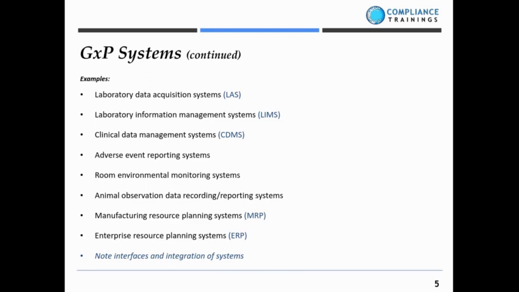Examples of the types of systems: you might have a lab data acquisition system, a lab information management system, a clinical data management system, adverse reporting, room environmental monitoring, animal observation, data recording and reporting, manufacturing and enterprise resource planning systems. And note that you have to take into account any interfaces or integration of these systems, these GXP systems, with other systems. So you make sure you're not mixing up clean and dirty, clean meaning validated systems, with dirty or unvalidated systems.